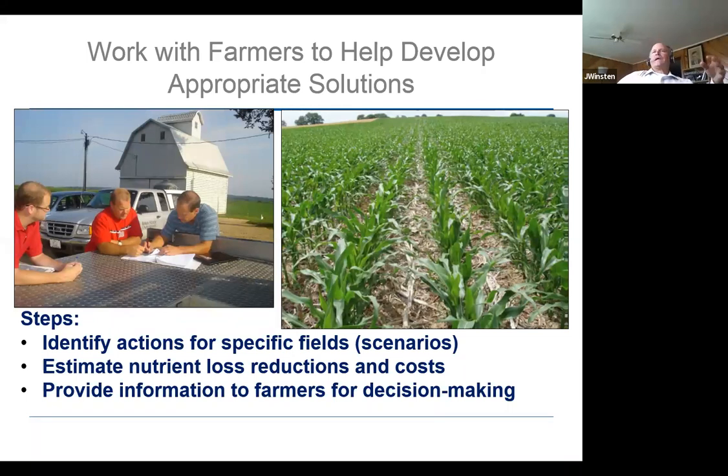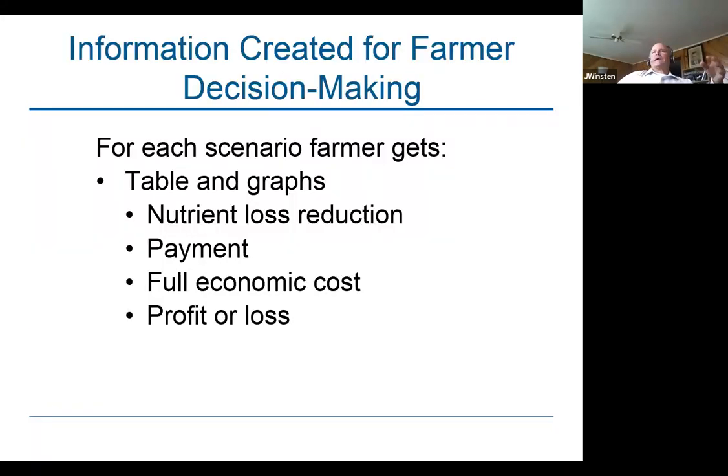So the information created for farmer decision making. For each scenario, the farmer gets a table and graphs that show nutrient loss reduction, the payment they would get from the program, the full economic costs to them, and the profit or loss for each scenario. And ideally, they use this information to decide what changes, if any, they want to make.